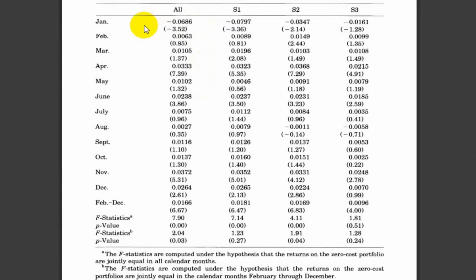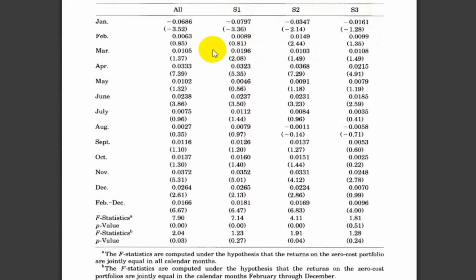So this table reports the buy minus sell portfolios. That was portfolio 10's return minus the return of portfolio 1. And it does this for each of the months of the year. And we've got a column for all of the stocks, and then columns for subsamples of size, which is the smallest companies to the largest companies. And this is from the period January 1965 to December 1989.